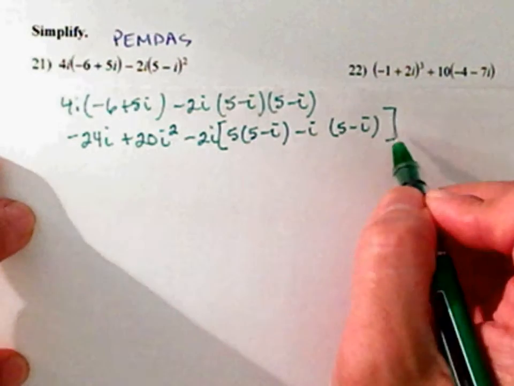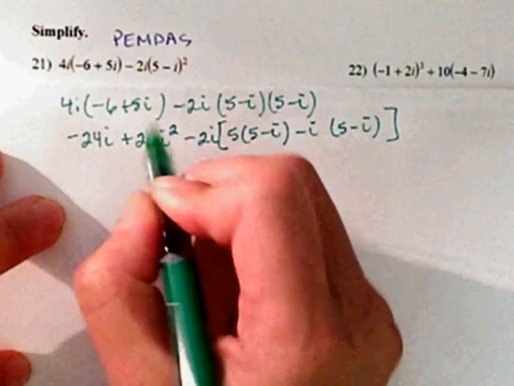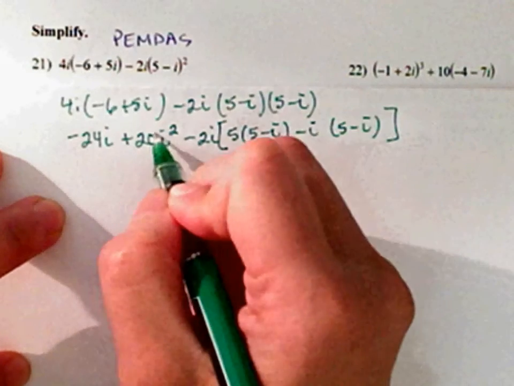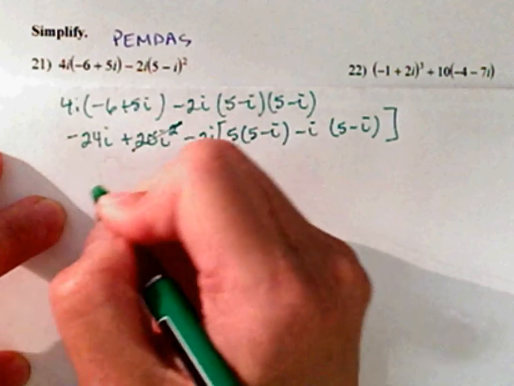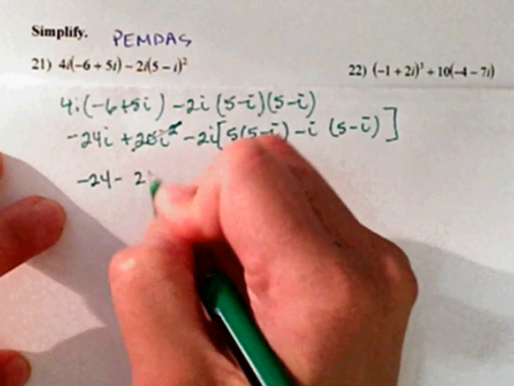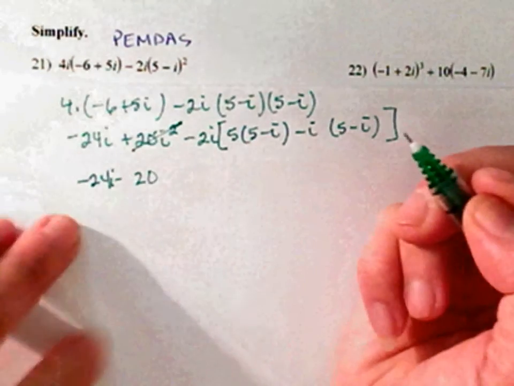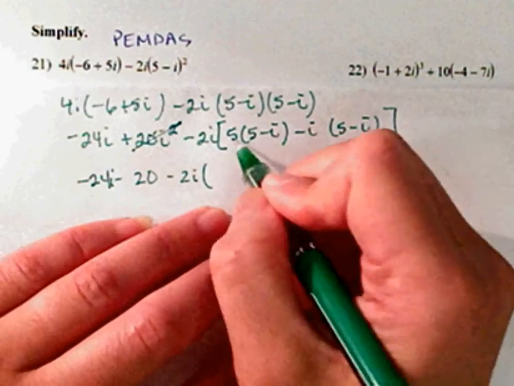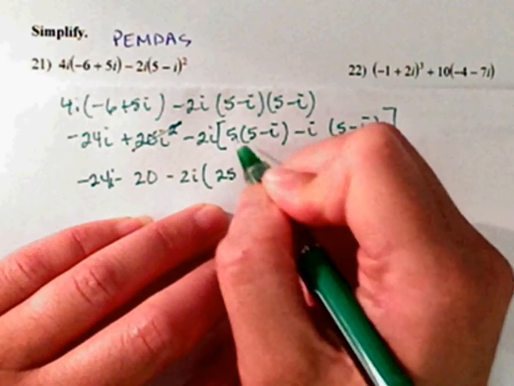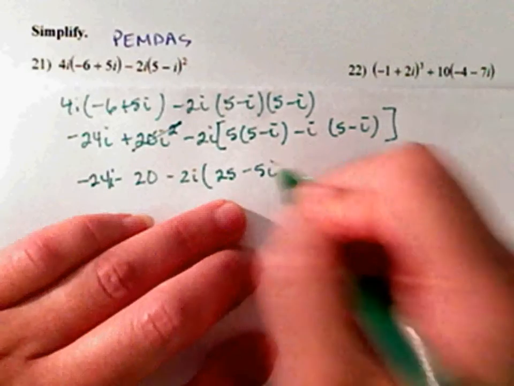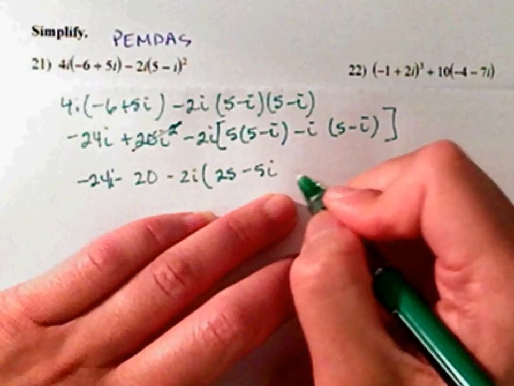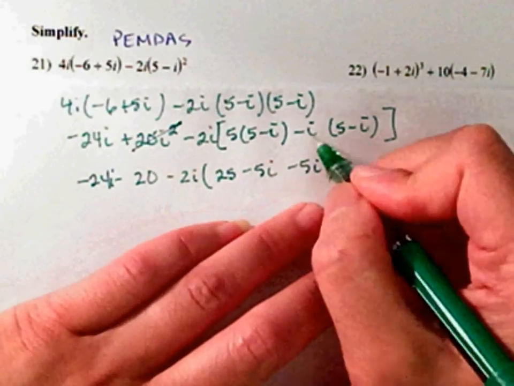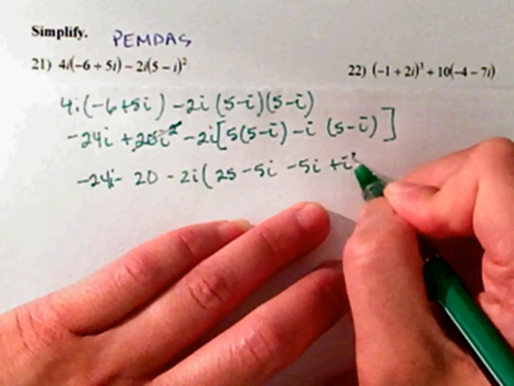Now I'm going to distribute. Take a look at this part. If I can go ahead and simplify something, I will. So I'm going to mark that off. So now that comes out to be 24i minus 20 minus 2i times 5 times 5 is 25. 5 times negative i is minus 5i. Negative i times 5 is negative 5i. Negative i times negative i is positive i squared.